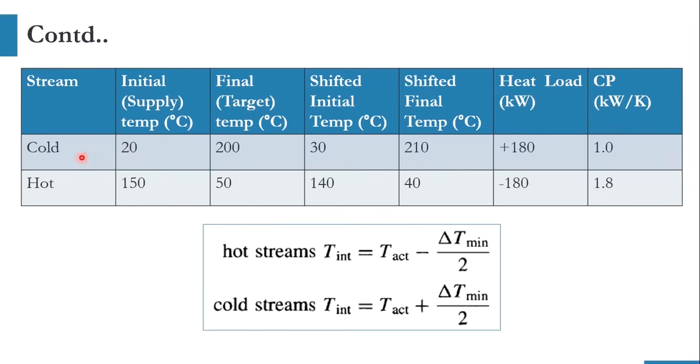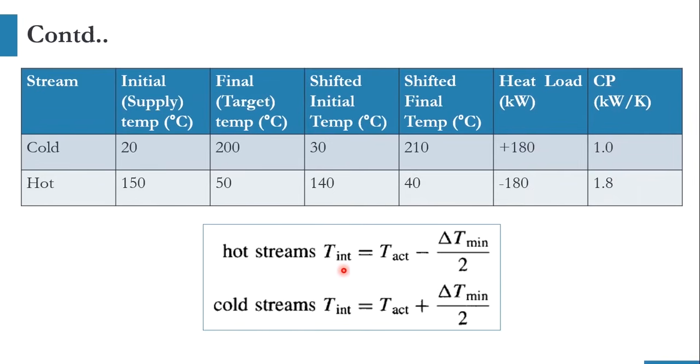Now the mathematical calculations. The cold stream goes from an initial temperature of 20 degrees centigrade to 200 degrees centigrade. The hot stream goes from 150 degrees centigrade to 50 degrees centigrade outlet. There is a 180 kilowatt heat load for the cold stream and 180 kilowatt heat load for the hot stream. The Cp values are given as 1 and 1.8.